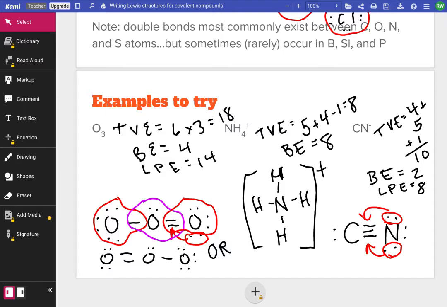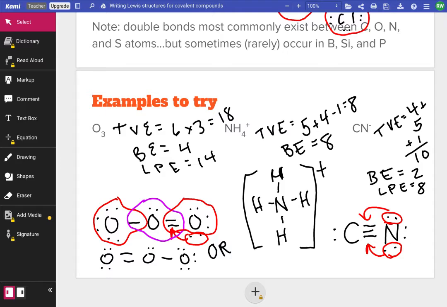So the first one is O3. This is the formula for ozone. I'm going to count up total valence electrons. It's got 3 oxygens, and each oxygen has 6 valence electrons, so that's 18 total. Then I draw my 3 oxygens kind of right in a row, and I'm going to put 1 bond between each of the 2 oxygens on the outside and the one in the middle. And I'm going to count up how many electrons I used. So at the start, I only had 4, okay?